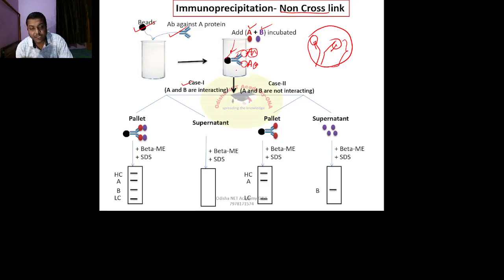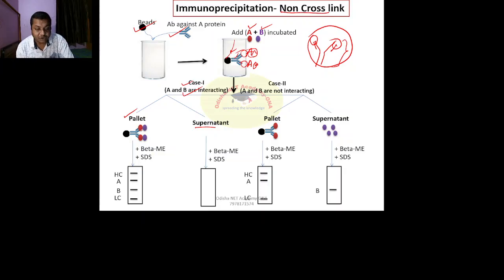Got the idea? As I assume A and B are interacting, I can say A and B are attached to the antibody. But actually I have no idea. I have to find that out. That's why you have to centrifuge. Only the immunocomplex will come to the pellet, and the unbound molecules come to the supernatant. So in the interaction case, the pellet now contains bead, then antibody, then A protein, then B protein.